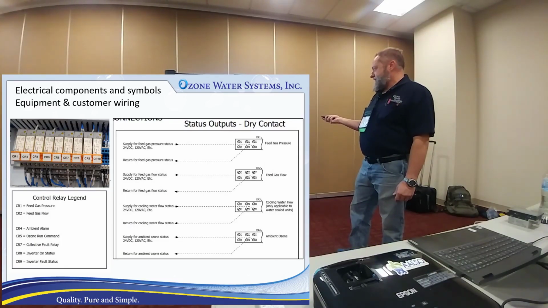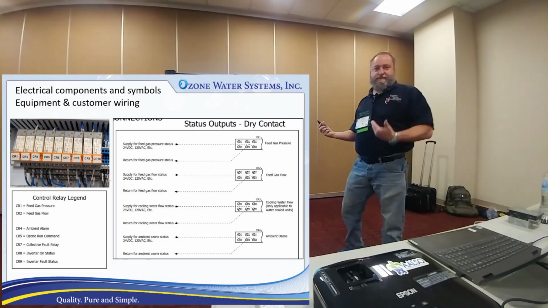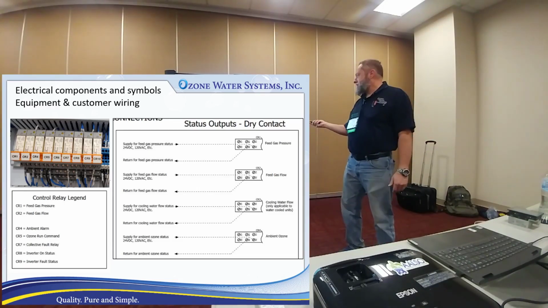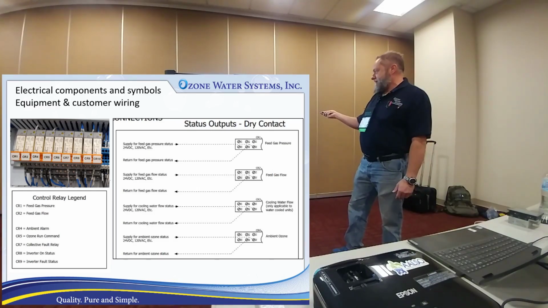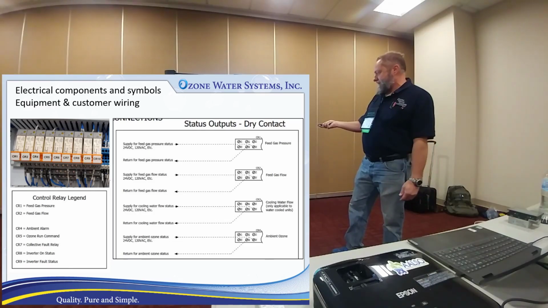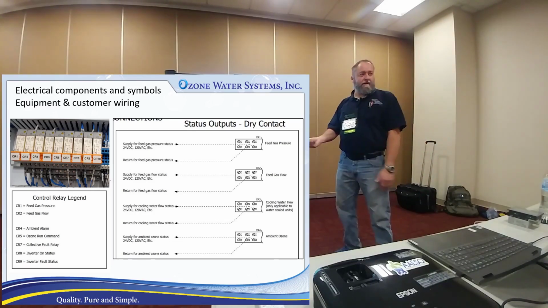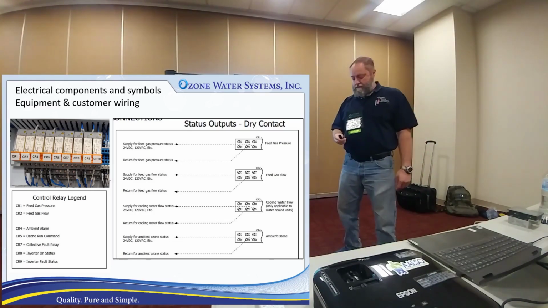There's some more examples of some customer connections. These are all relays in the generator. If you needed to see a specific status of something, you could tie it into these relays. So for ambient ozone, for example, if you get an ambient ozone fault, that relay is going to trip, and you can get that signal to another panel.